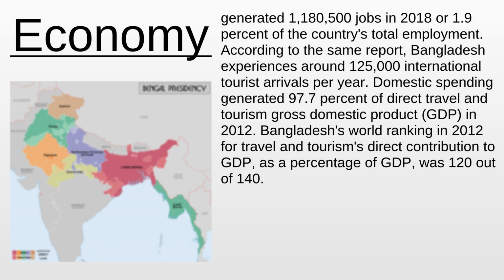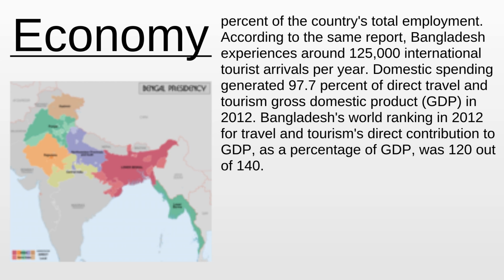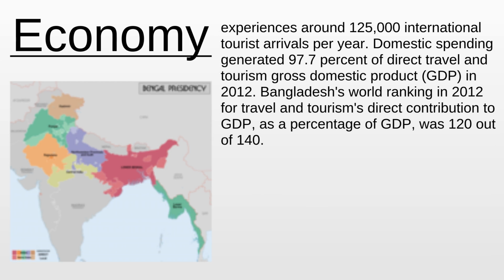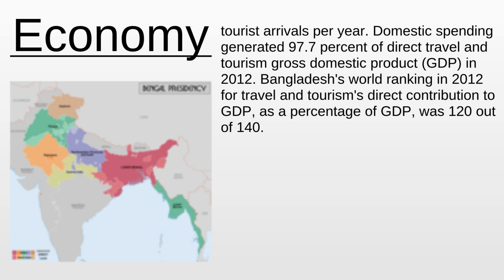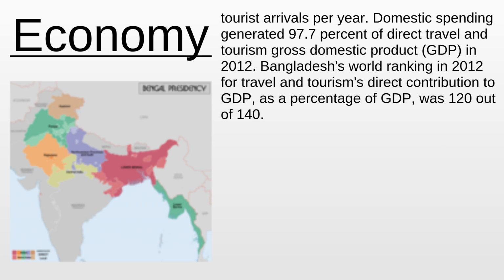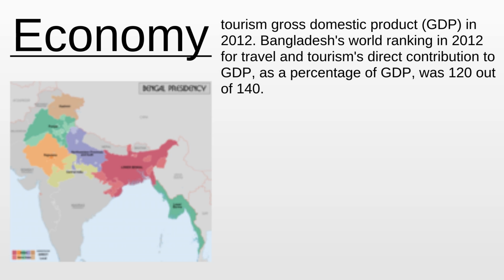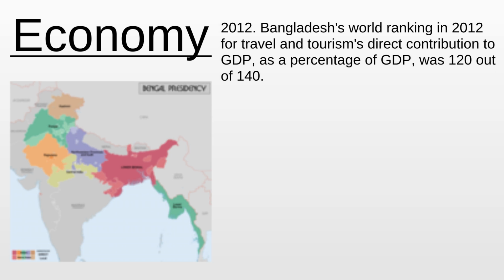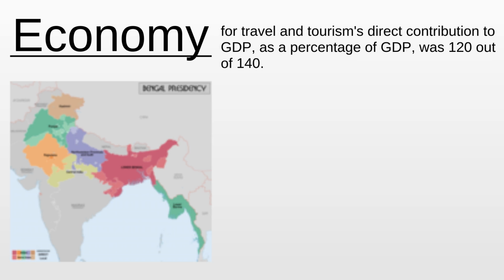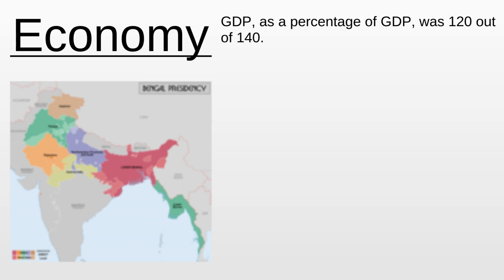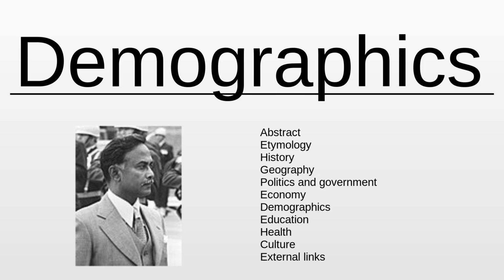According to the same report, Bangladesh experiences around 125,000 international tourist arrivals per year. Domestic spending generated 97.7% of direct travel and tourism gross domestic product, GDP, in 2012. Bangladesh's world ranking in 2012 for travel and tourism's direct contribution to GDP, as a percentage of GDP, was 120 out of 140. Demographics.